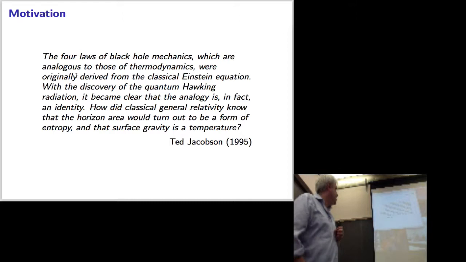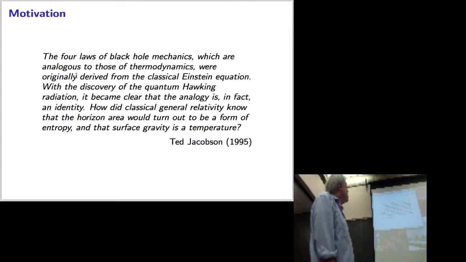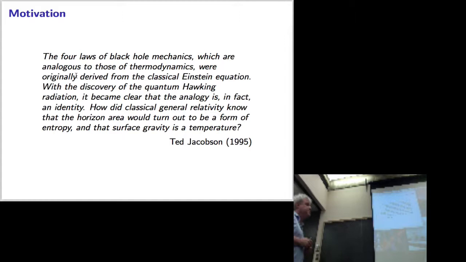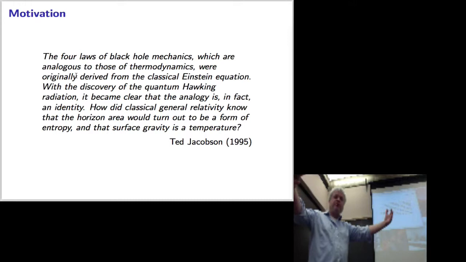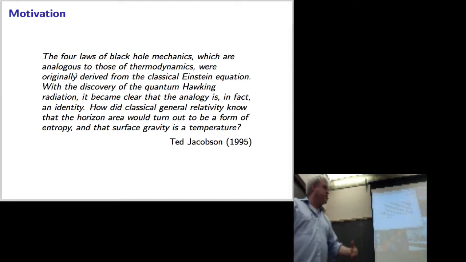So there's a really lovely quote that Ted has at the beginning of the seminal 1995 paper where he first proposed this project. "The four laws of black hole mechanics, which are analogous to those of thermodynamics, were originally derived from the classical Einstein equation. With the discovery of the quantum Hawking radiation, it became clear that the analogy is in fact an identity." And by that, I take it he means the laws of black hole mechanics really are the laws of ordinary thermodynamics extended into a new regime, in the same way that at the end of the 19th century, the ordinary laws of thermodynamics were extended into the regime of electromagnetism to account for black body radiation. The laws of black body radiation are the laws of thermodynamics extended to this new type of physical system. So Ted continues, "How did classical general relativity know that the horizon area would turn out to be a form of entropy and that surface gravity is a temperature?" This is the problem he has set himself to solve.